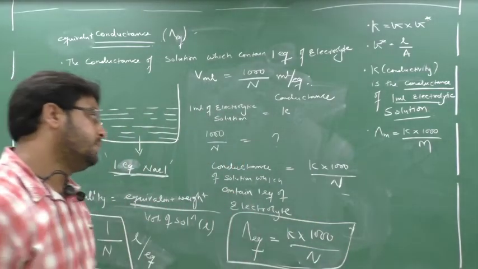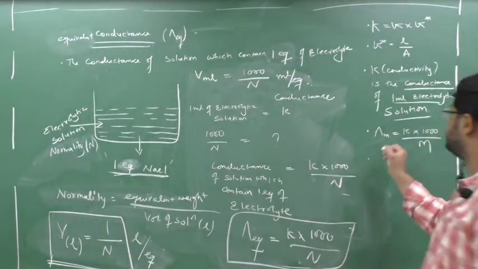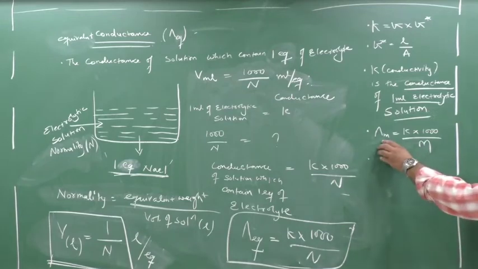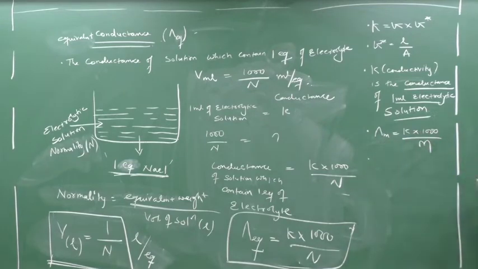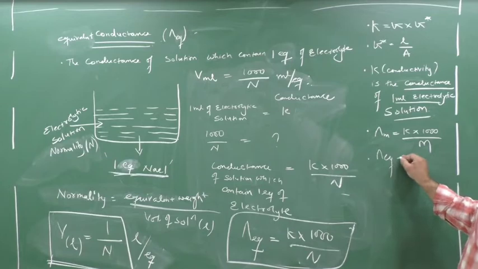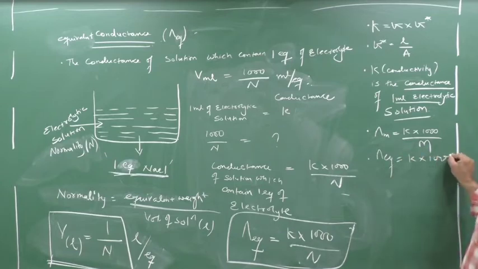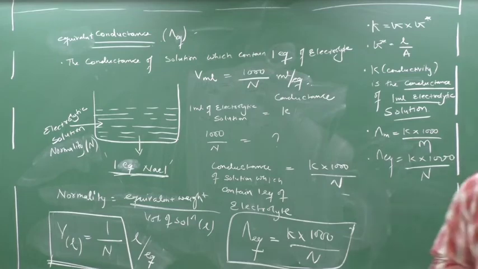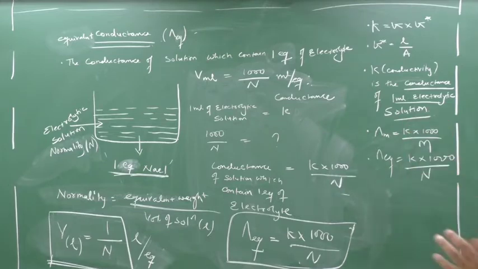If you want to mug it up, you can remember the derivation of this Lambda M. So the Lambda M formula, how much did we get? K 1000 upon M. So Lambda EQ. It's very simple to remember. See, in the exam, most of the time the questions are asked directly. They will give you molarity, they will give you kappa K, and they will ask you to find Lambda M and Lambda EQ directly. It's very simple. Just remember the formula.